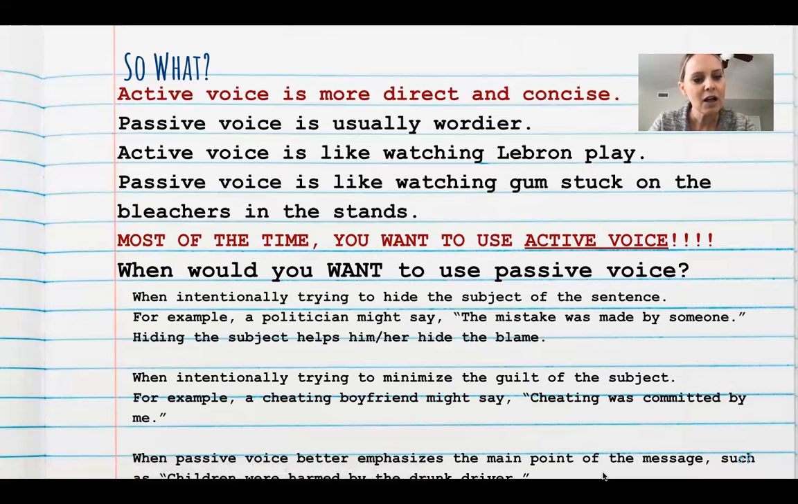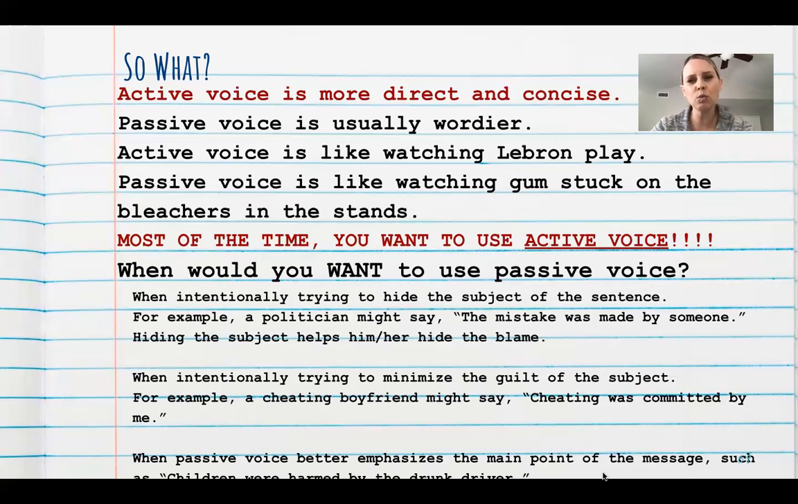You might want to use passive voice when it better emphasizes the main point of the message, such as children were harmed by the drunk driver. This is to emphasize, hey, children were hurt. Children typically would be the object of the harm, so they're the object, but we're making them the subject because we want to emphasize that children were hurt, and that's really significant. So passive voice isn't bad. It can be used very effectively and intentionally for a specific purpose.